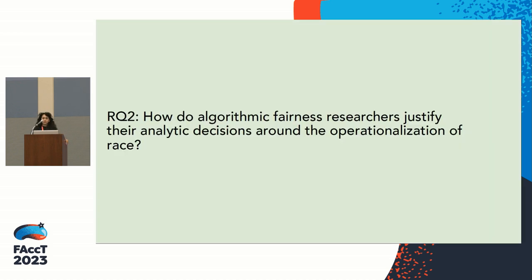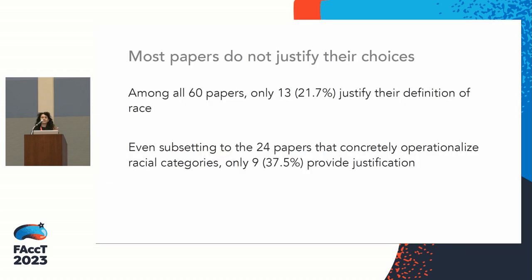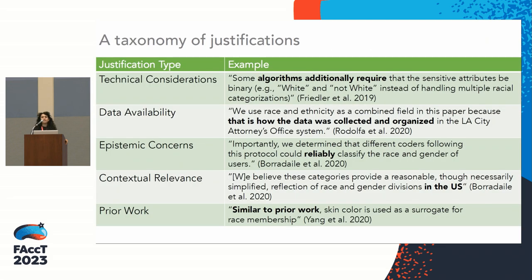That brings us to our second question. How are these decisions justified? And simply, most papers don't justify their decisions. Among the papers that we looked at, only about a fifth of them presented any kind of justification. But we still think it's useful to look at the papers that do present some sort of justification for lessons on where to go next.